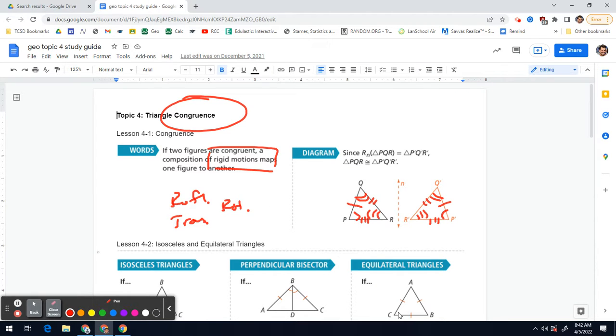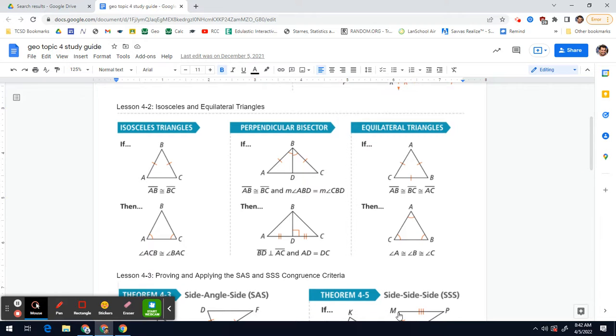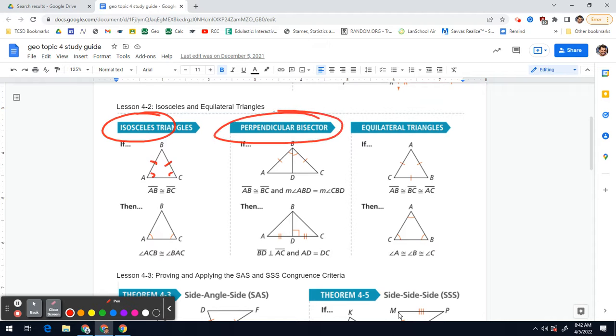Okay, so now the next lesson in topic 4 was on isosceles and equilateral triangles. These are special types of triangles. So before we get into the congruence part, remember, an isosceles triangle has two congruent sides, and it has two congruent angles. Now, this angle B is called a vertex angle. It's the angle that hinges the two congruent sides. It's not one of the congruent angles.